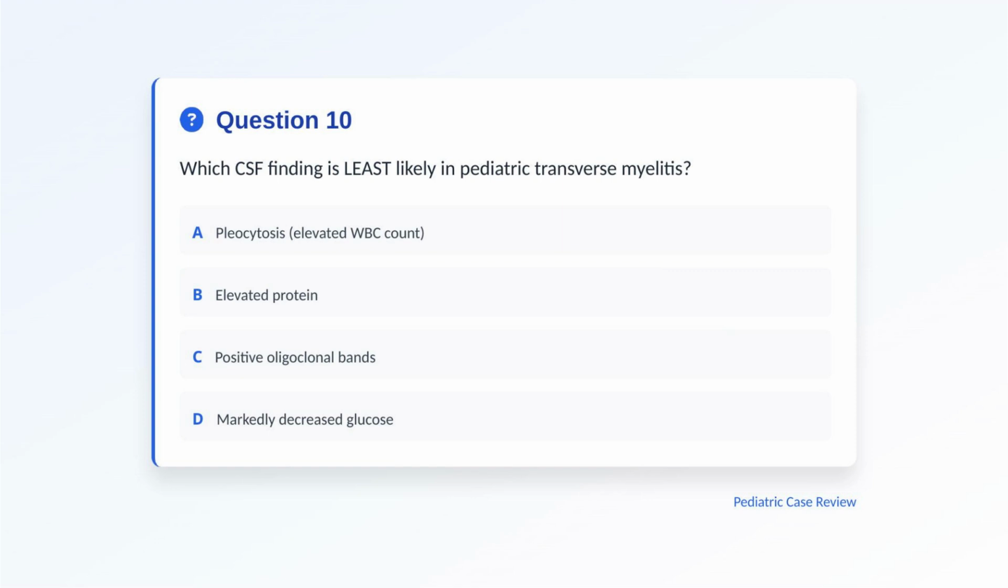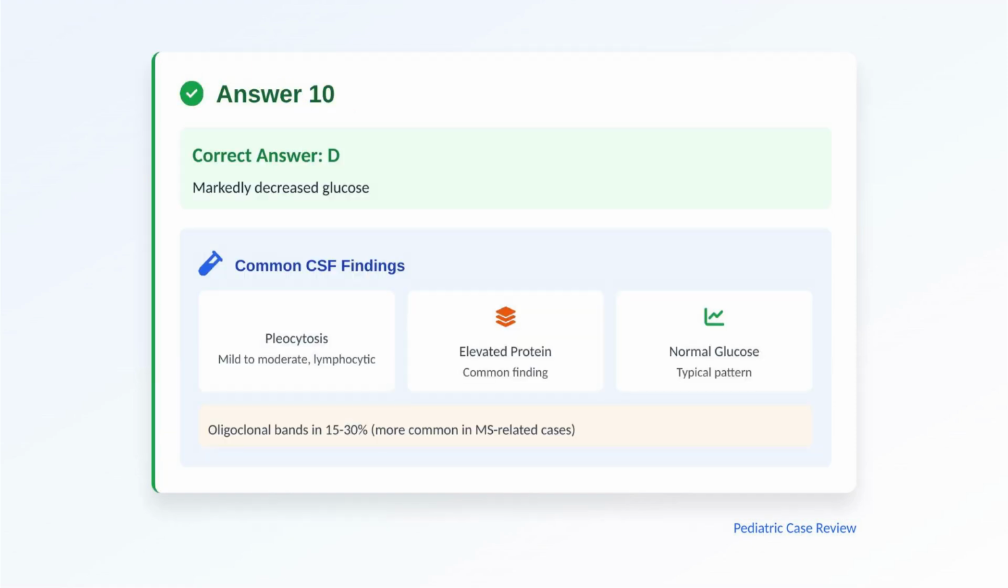Which CSF finding is least likely in pediatric transverse myelitis? A. Pleocytosis, which means elevated white blood cell count. B. Elevated protein. C. Positive oligoclonal bands. D. Markedly decreased glucose. The correct answer is D. Markedly decreased glucose is not typically seen in transverse myelitis and would suggest an alternative diagnosis like bacterial meningitis.